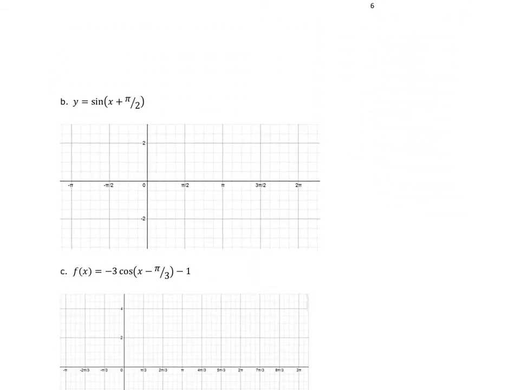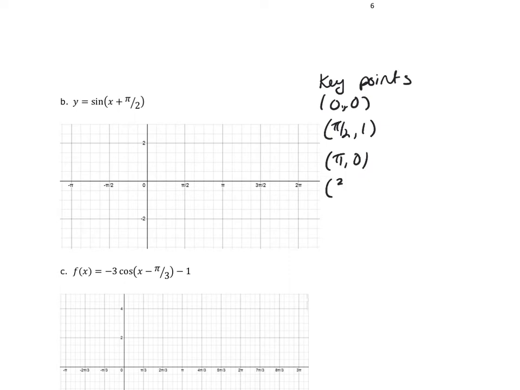So again, I'm going to go ahead and write my key points. My key points are (0, 0), (pi over 2, 1), (pi, 0), (3 pi over 2, negative 1), and then of course I have (2 pi, 0).